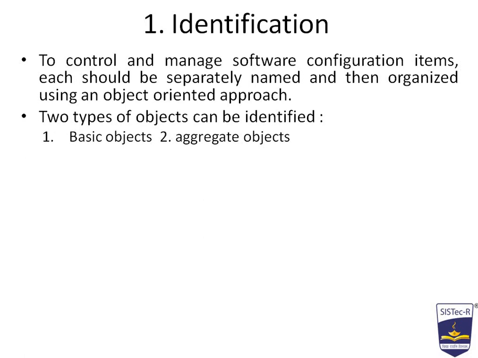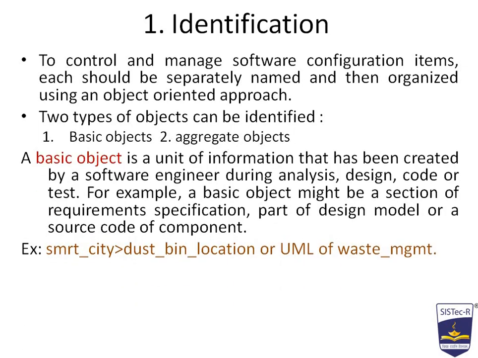Two types of objects can be identified. The first one is basic objects and the second one is aggregate objects. So for basic objects, you can see the baselines, and aggregate means add-ons. A basic object is a unit of information that has been created by a software engineer during analysis, design, code and test. So the SDLC life cycle is being discussed here.